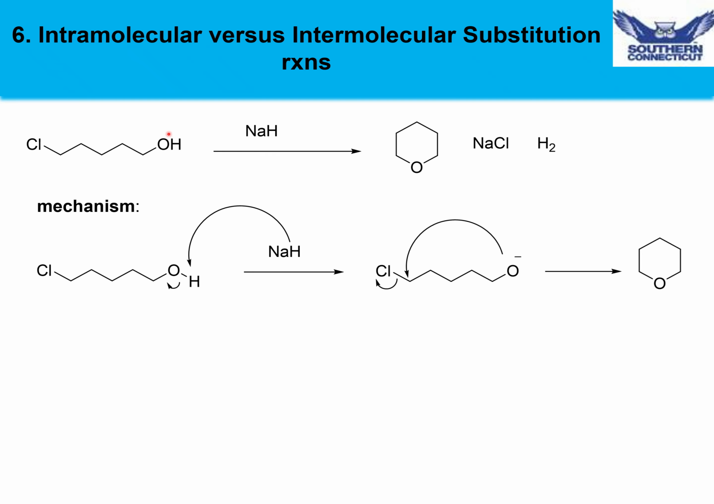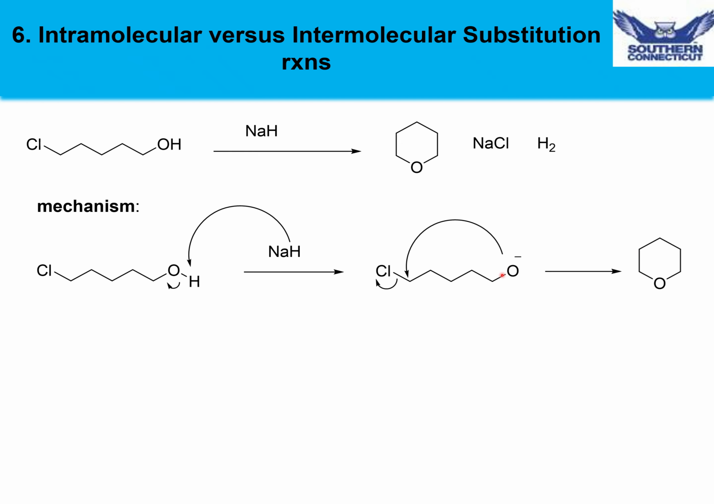That would put a negative charge on the oxygen as shown here. So hydride removes that hydrogen, puts a negative charge on the oxygen. That makes the oxygen a better nucleophile than we see here because of the negative charge. That oxygen can now attack this carbon, the electrophilic carbon, and eliminate the leaving group, leading to a 6-member ether.